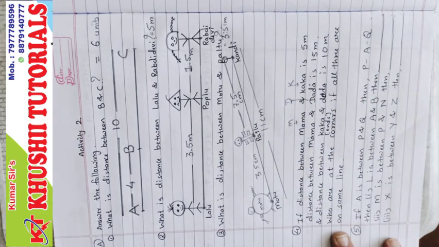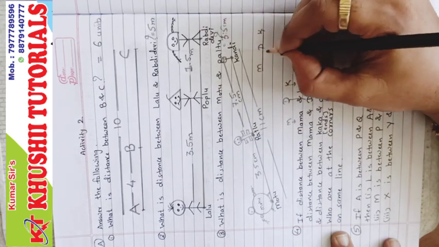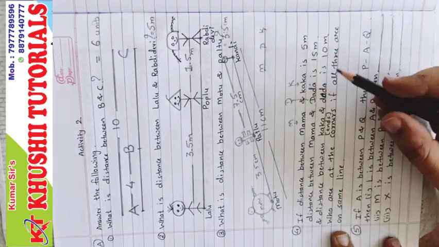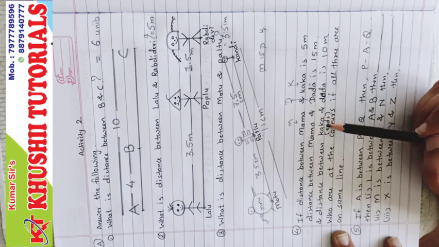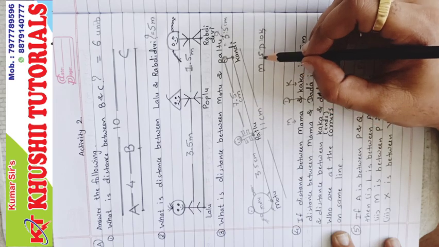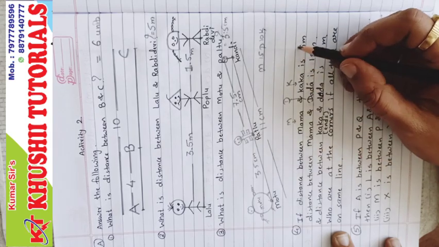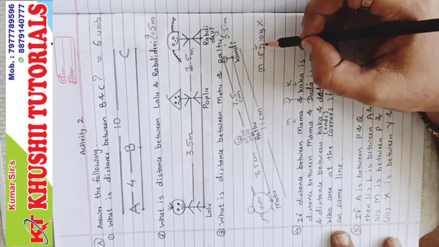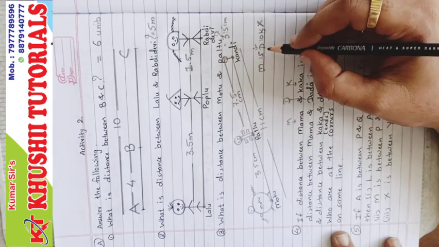Now there are different possibilities. The first possibility is Dada is in between. Mama and Dada is 15, Dada and Kaka is 10, so the distance between Mama and Kaka should be 15 plus 10, which is 25. Is it 25? No, it is just 5. So this first assumption is wrong. Dada in between Mama and Kaka is incorrect, so this is discarded.